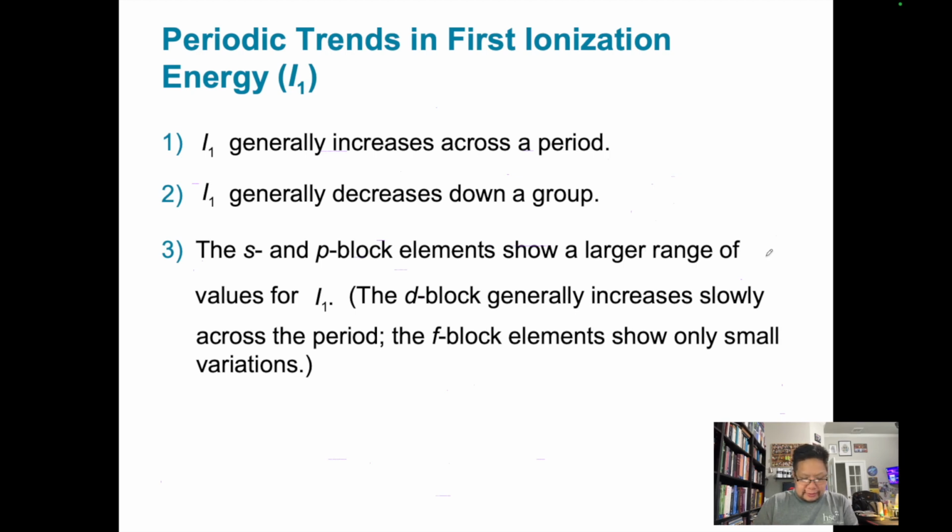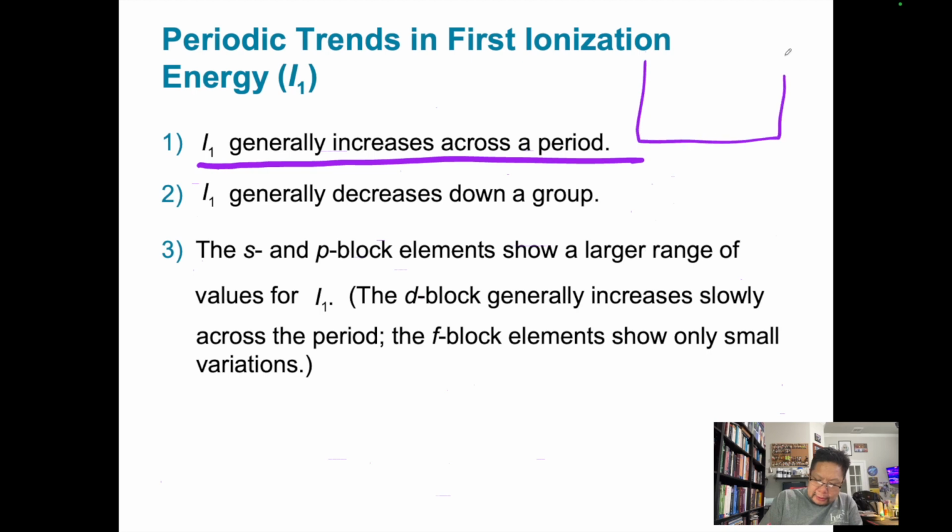So, what are the trends when it comes to first ionization energy? Well, the first one is that the first ionization energy increases across a period, right? And so, if I were to draw you a rudimentary periodic table right here, as we go across the periodic table, the ionization energy increases, right?